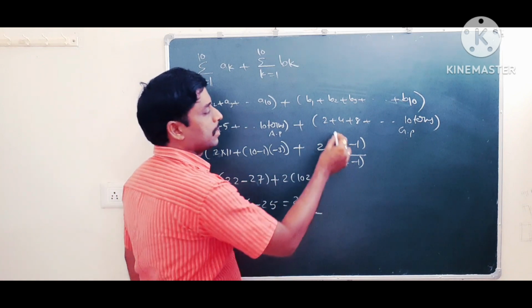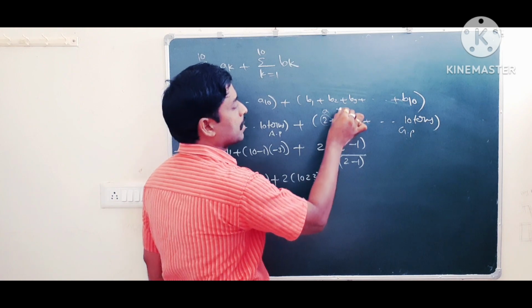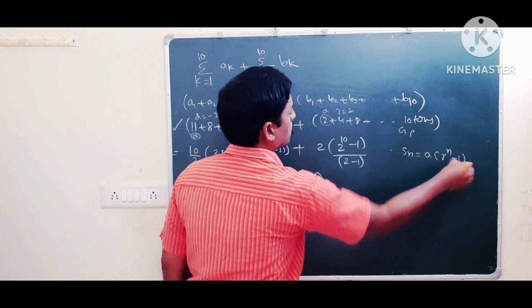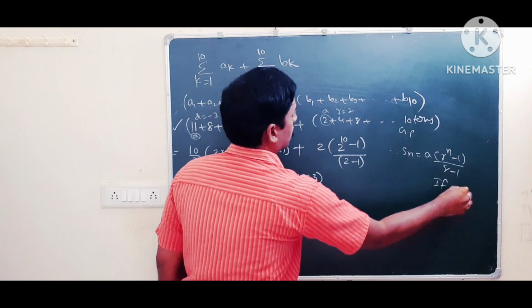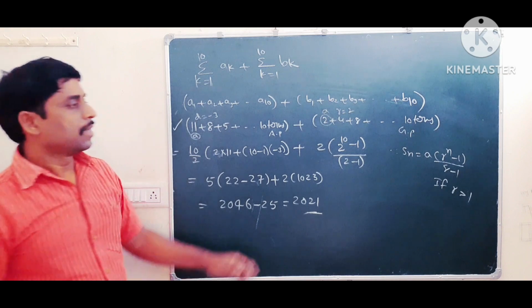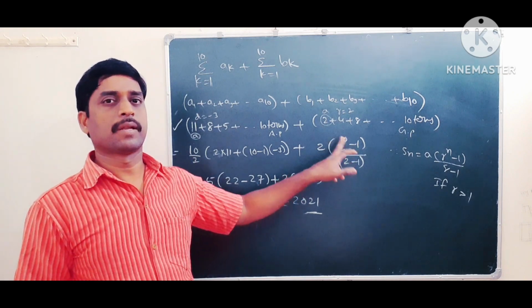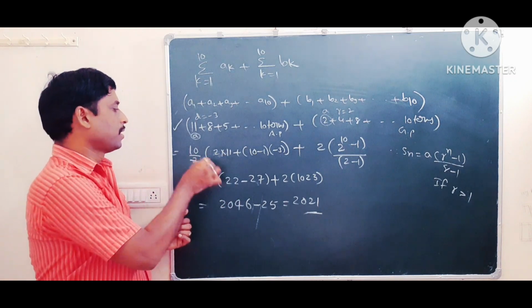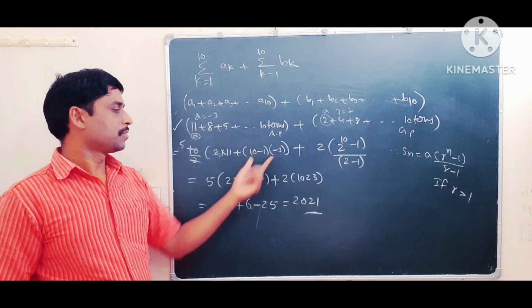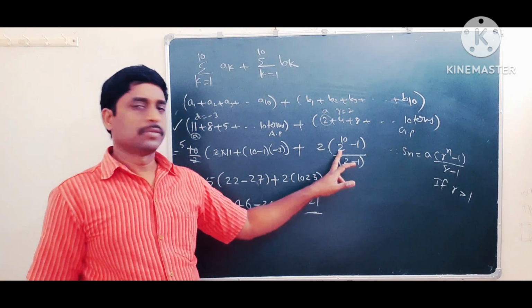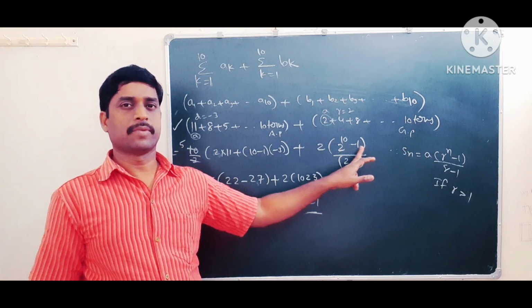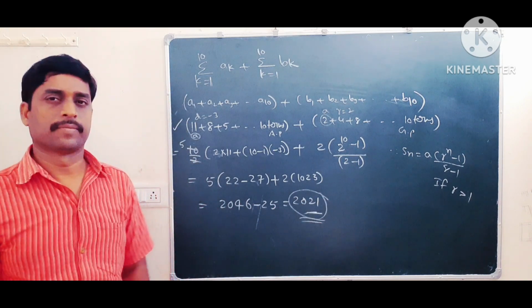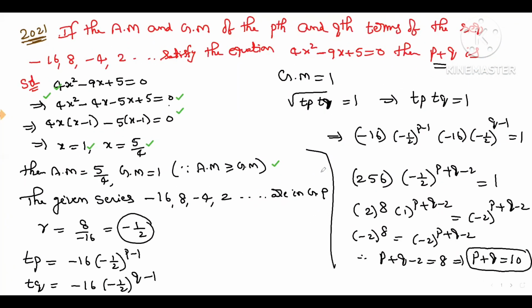Plus in the second sequence here, what is the first term? A is equal to 2. Common ratio is also 2. So we have the formula Sn is equal to A into R to the power n minus 1 by R minus 1, if R is greater than 1. So the A value here is 2. 2 to the power 10 minus 1 by 2 minus 1. So how much is this? 5 into 2, then 5 gets cancelled. 5 into 22 minus 27 plus 2 times of 2 to the power 10, which is 1024 minus 1, 1023. So after simplification we get the answer 2021.